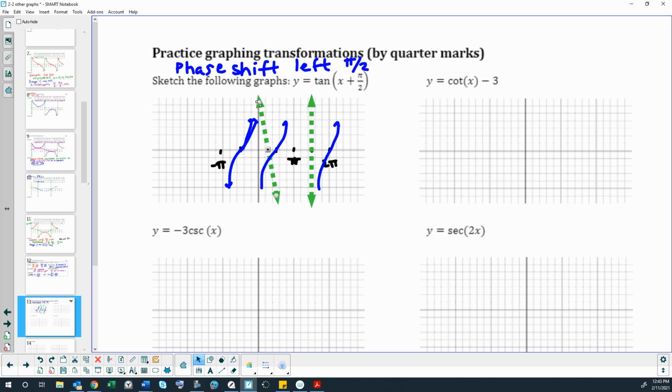Move all of my pieces just left pi halves. Well, that's weird. It didn't move the whole thing. I rotated it. Grabbed it the wrong place, I guess. And this one would go over here.